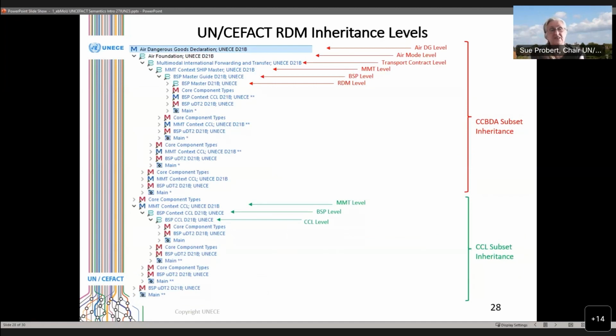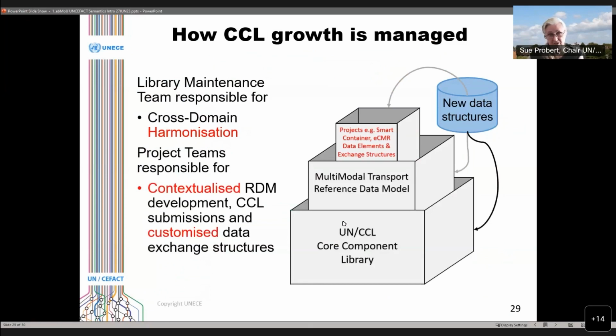This again is the inheritance levels, which you're very welcome to look at and be interested in. Please contact us if you have any examples. This shows how we restrict to specify particular contexts and how we relate everything together and how we manage the core component library and the reference data models that are based on it. Thank you. Next slide. This is how we manage the extensions to the library.